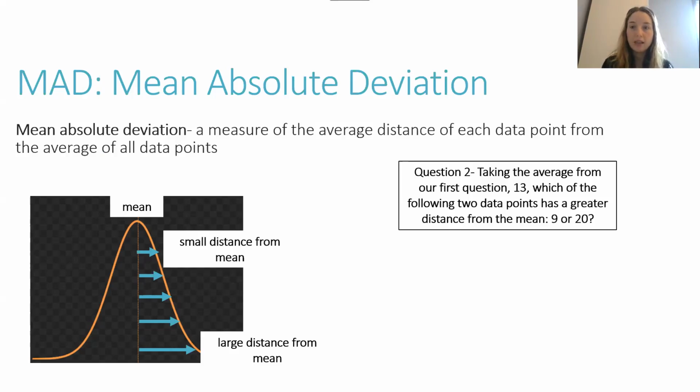And so taking that into consideration, I want you to answer this next question. Let's imagine we're taking the average from our first question, which remember was 13. Which of the following 2 data points has a greater distance from the mean? Is it 9 or 20? Your teacher is going to pause the video and you're going to go ahead and enter your response in Google Classroom right now. Go ahead and pause the video now.